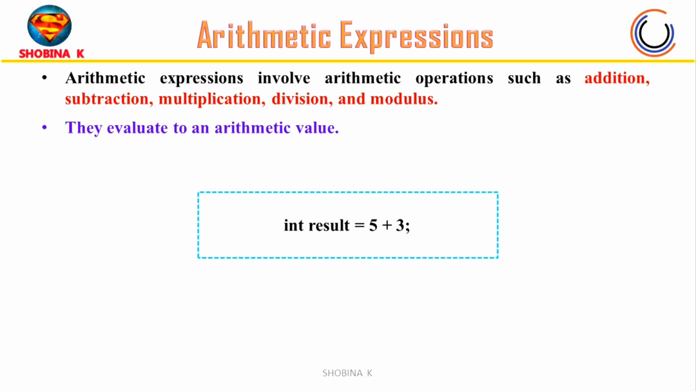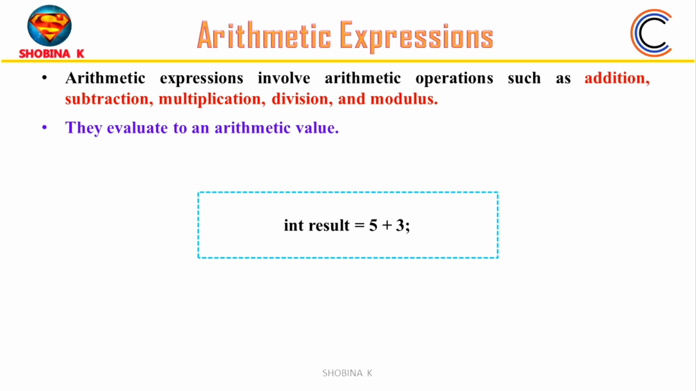The arithmetic expression 5 plus 3 is evaluated. The expression consists of two operands, 5 and 3, and an addition operator, plus. The addition operator adds the value of two operands together. In this case, 5 plus 3 results in 8. So the result of the evaluation, 8, is assigned to the variable result. So after this line of code executes, the variable result will contain the value 8.